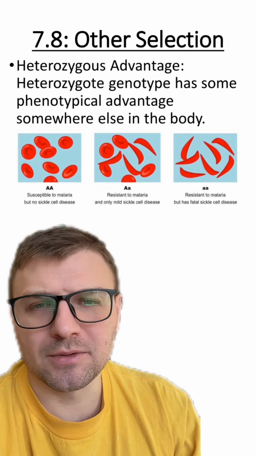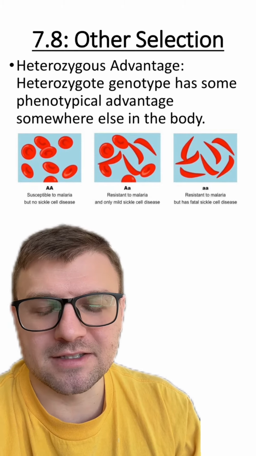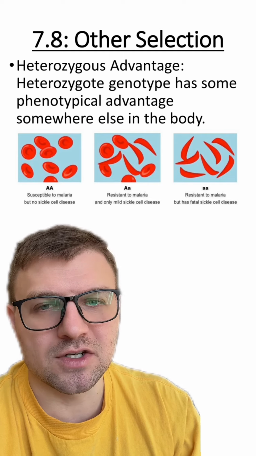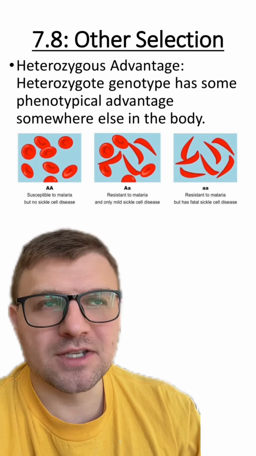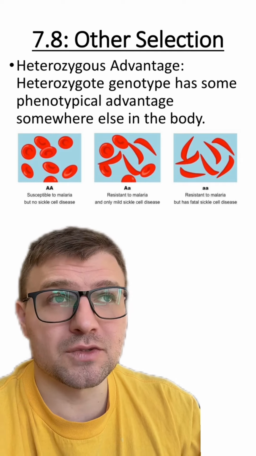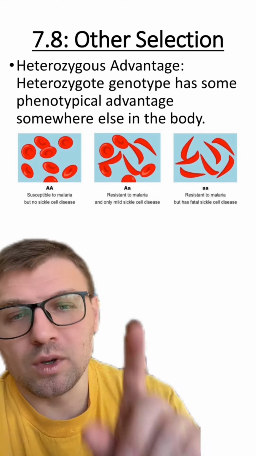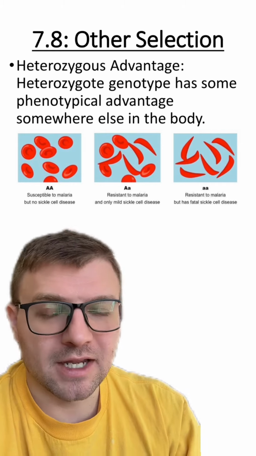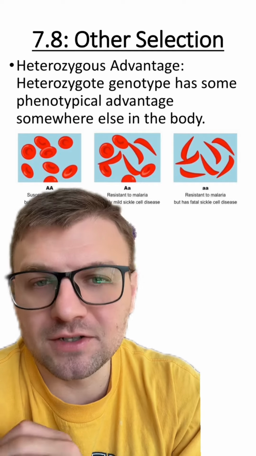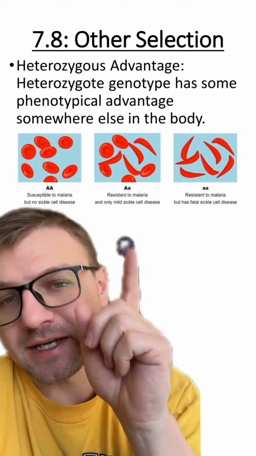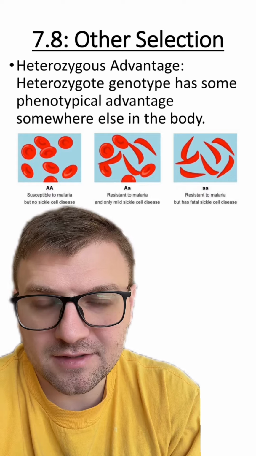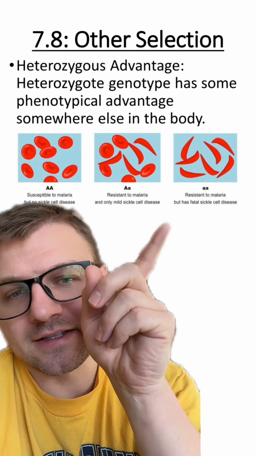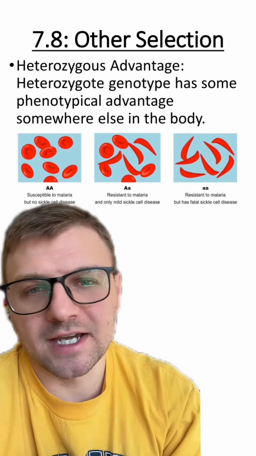The last example here of other selection is going to be heterozygous advantage, and this is where the heterozygous genotype has some phenotypical advantage somewhere in the body. For example, for humans, we have sickle cell trait, which is going to be resistant against malaria. This helps explain why certain disorders persist in populations. It's because the heterozygous is an advantage to have for certain areas. However, it is deadly to get sickle cell anemia, which is the homozygous recessive form.